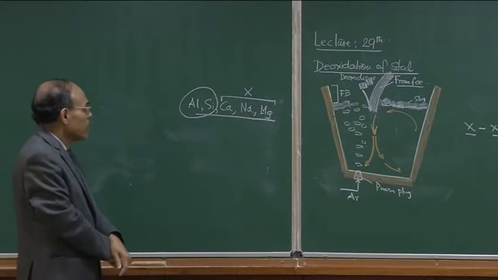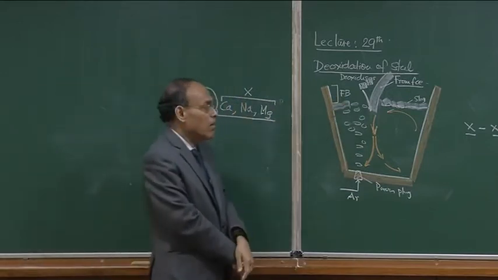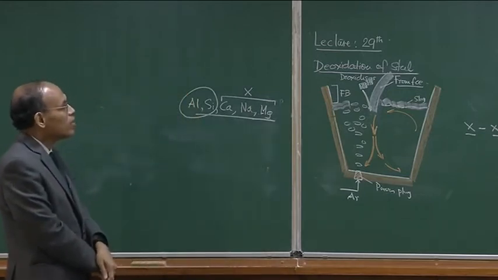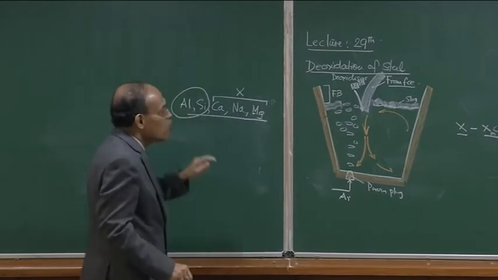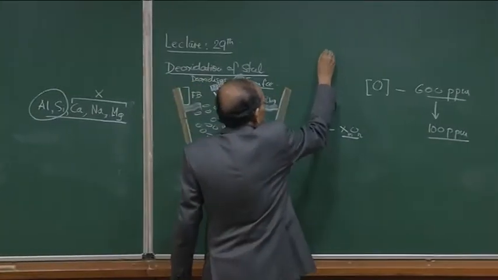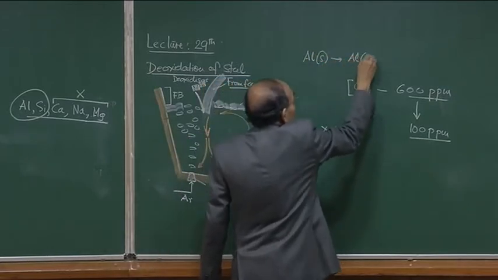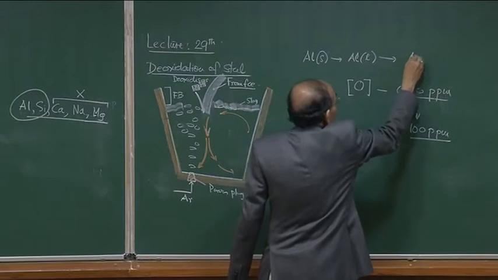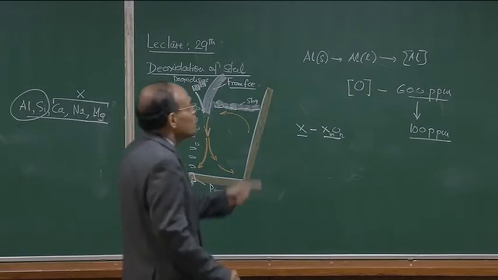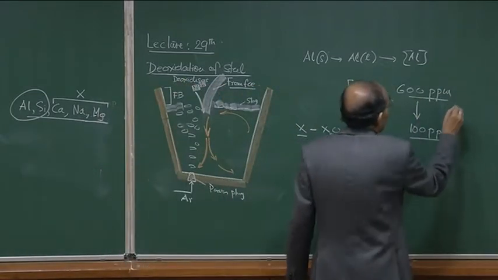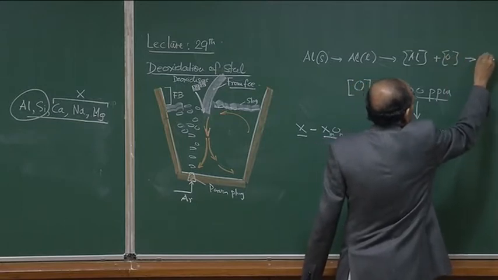So, elements like aluminum and silicon are going to be added into the tapping stream, because these are going to be added as solids. How does it go? Aluminum as solid, then aluminum becomes liquid, and then aluminum becomes dissolved. This is the state in which the reactions proceed, and once aluminum dissolves, it will react with dissolved oxygen and form Al2O3.